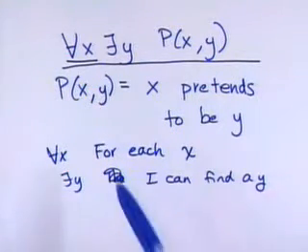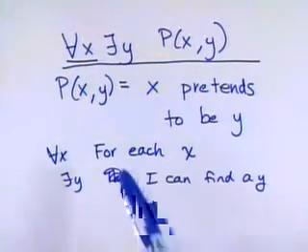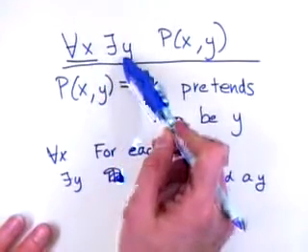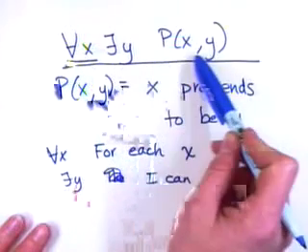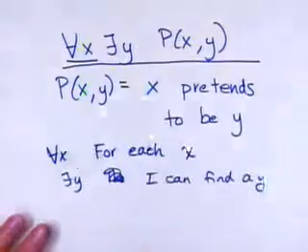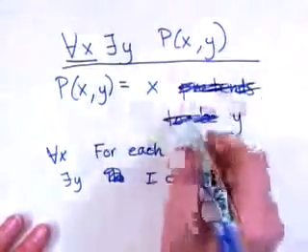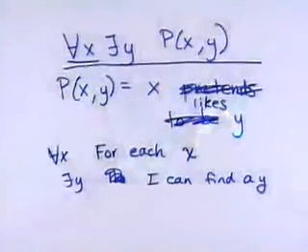Now in this case, if p of xy is x pretends to be y, and let's say that x and y are people, they don't have to come from the same domain, but I'm telling you that they do in this case, then that means for each person, there is another person. So for each person x, I can find another person y so that x has pretended to be y. Actually, let's just make this a little bit simpler and change it from pretend. Let's just put likes. Even though p of xy doesn't start with an L for likes.